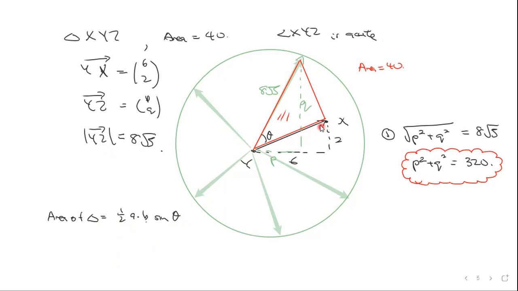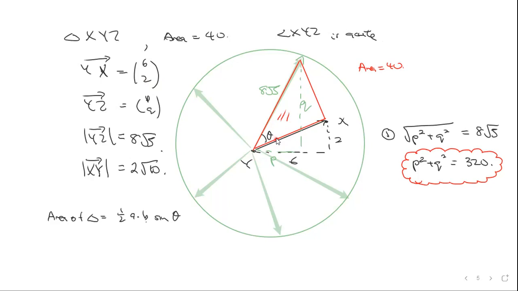So let's work that out, right? The length of XY is just the square root of 6 squared plus 2 squared. So really, it's the square root of 40. So it's 2 root 10. So at this point in time, we've got the length of this. We've got the length of this. We now just need to work out the angle.